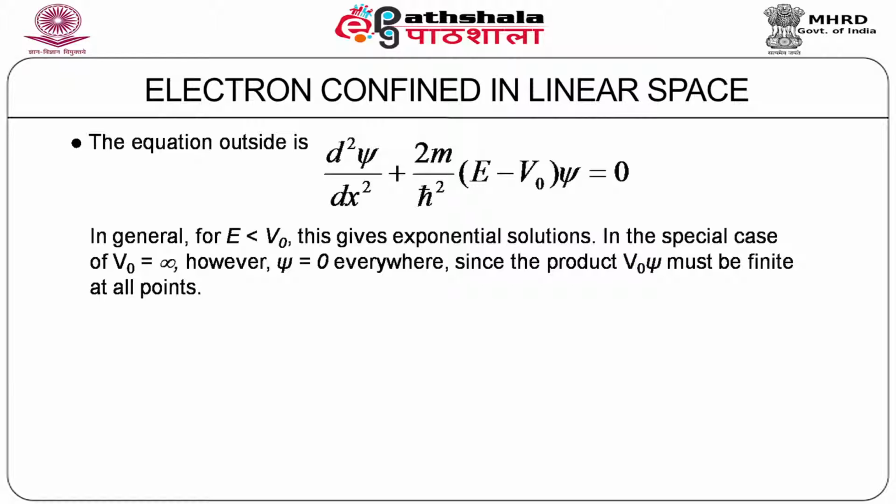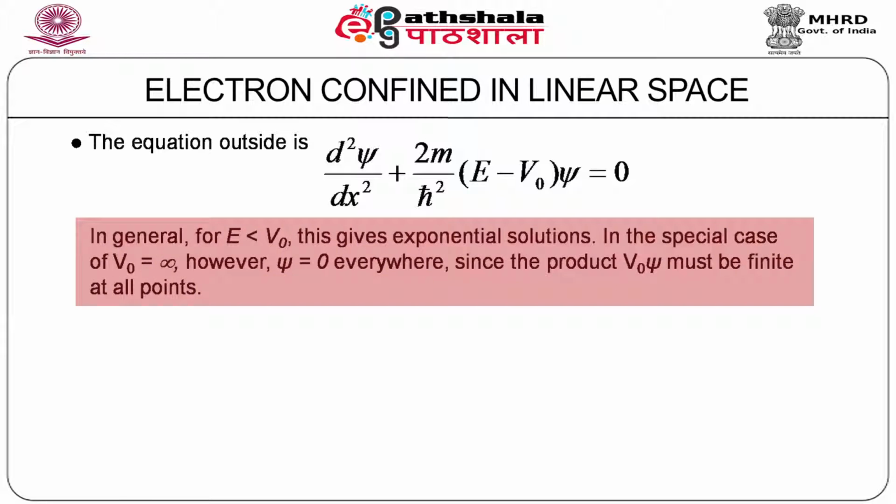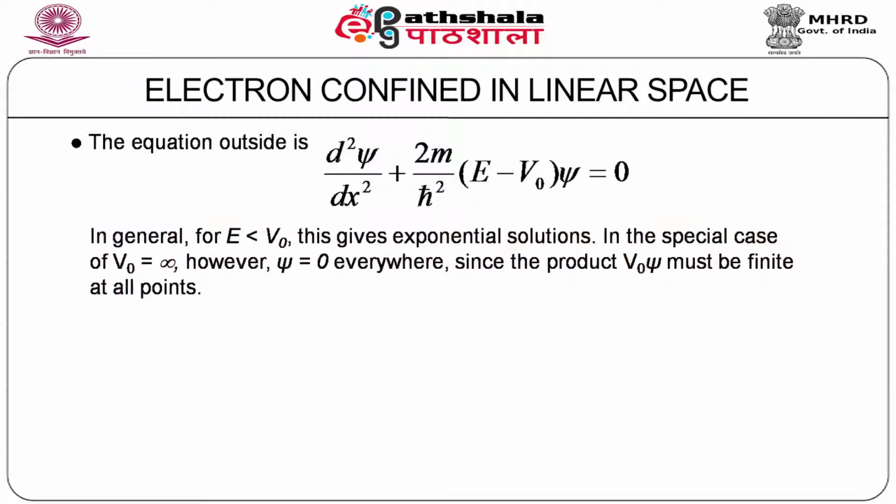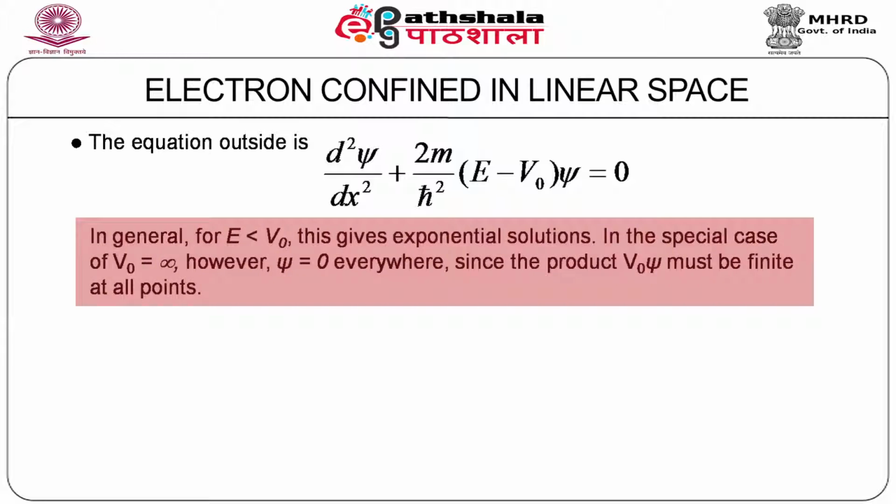So we need not solve this equation if V0 is infinitely large, because in that case, all that we need is that V0ψ must be finite in order to keep the equation finite. So if V0ψ is finite, then ψ has to be 0 at all points.